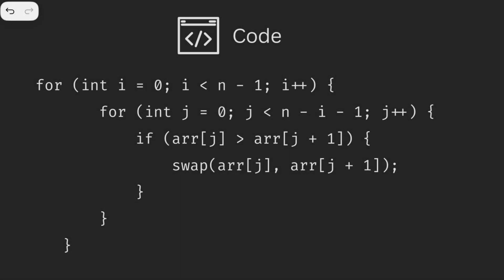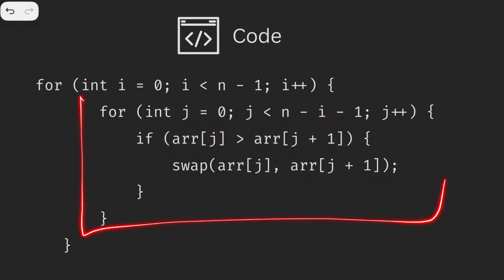Okay, let's directly jump into the code. Here we are actually doing the logic. We are swapping if the jth element of the array is greater than the j plus 1th element of the array. That means these two elements are not in correct order and we are swapping them. This is the inner loop that actually does the core logic.